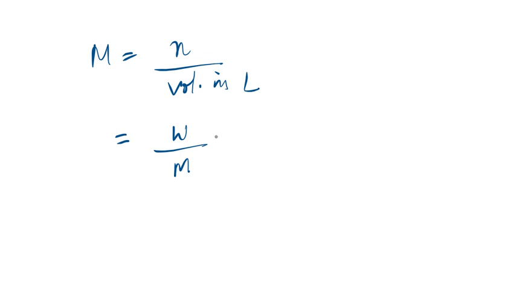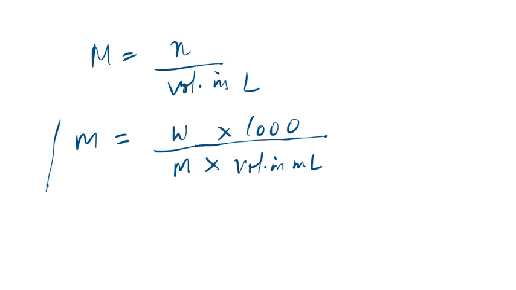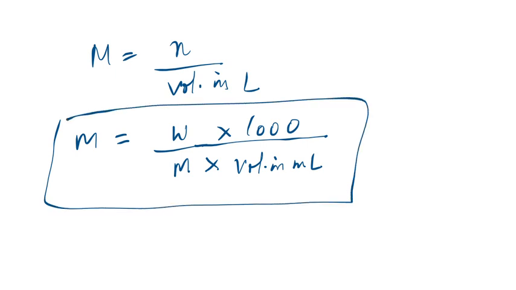What is W? W is the given mass. And M stands for molar mass here. Now volume is always taken in the denominator. If volume is given in milliliter, no problem. When you divide milliliter by 1000, the 1000 will go in the numerator and get multiplied. So why not write this 1000 in the numerator directly? So this is the molarity equation.